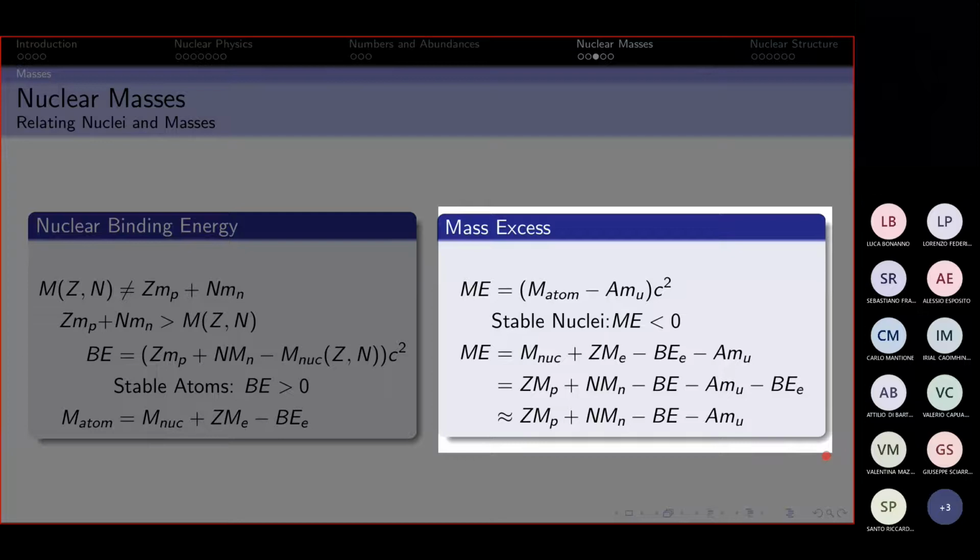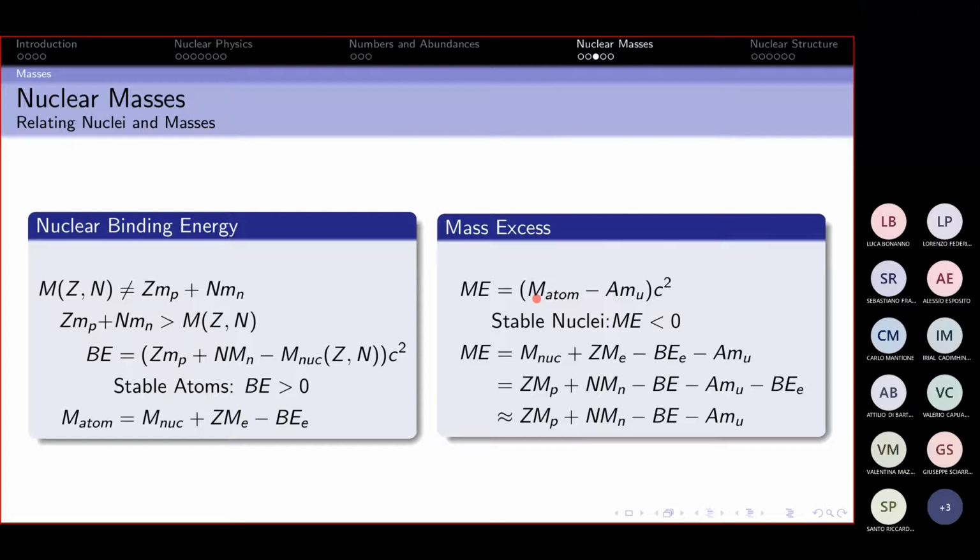Okay. So we know that the mass of an atom is equal to the mass of the nucleus plus all the electrons minus the electron binding energy. Right? Is this a big number or a small number? Negligible. We usually ignore it. And so we put the mass of the atom in here, and we just make a substitution.